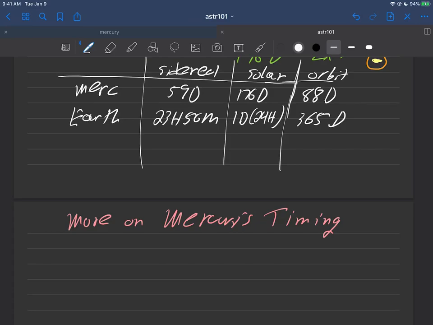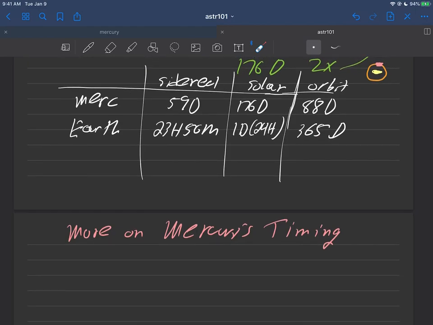So a quick recap on Mercury's timing, then I'll tell you one last thing about it. To wrap up, we ended with this table comparing Mercury and the Earth. Of course we know on Earth from one of the previous videos that a sidereal day is just shy of 24 hours, 23 hours, 56 minutes. Again, you have to wait an extra 4 minutes to see the sun relative to a reference star. Solar day is of course 1 day, 24 hours. And it takes us 365 days to move all the way around the sun in one orbit.